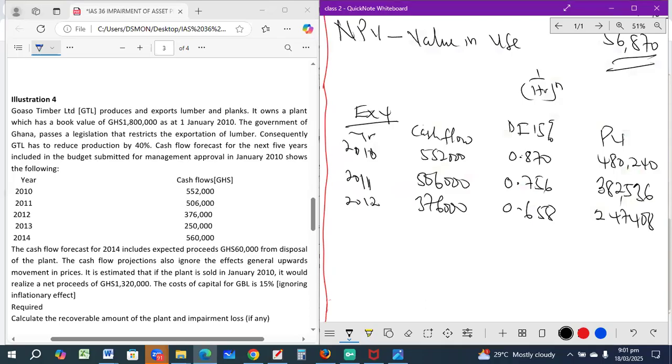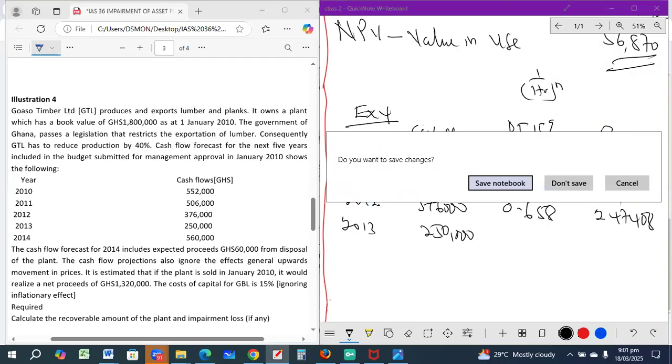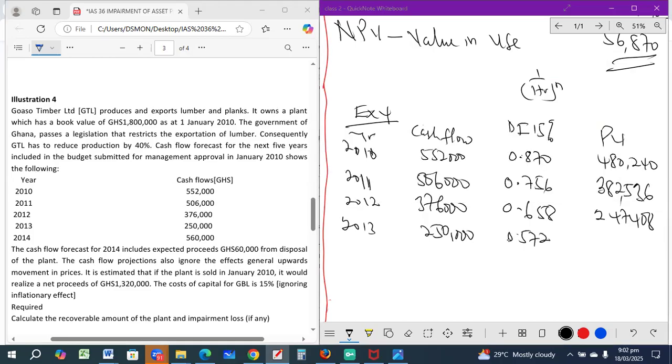Okay, let's go to 2013, the last 2 years. 2013, and amount is 250,000. The discount factor is 0.572. So that will give us how much? 143,000 flat.